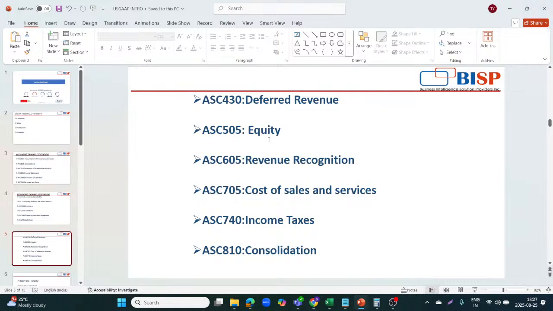And I have already given you the reference that this 505 and the statement of shareholders' equity need to be cross-connected, and we will be seeing it together.